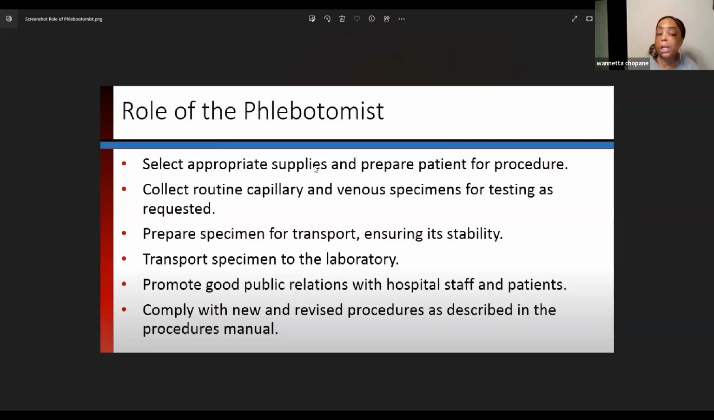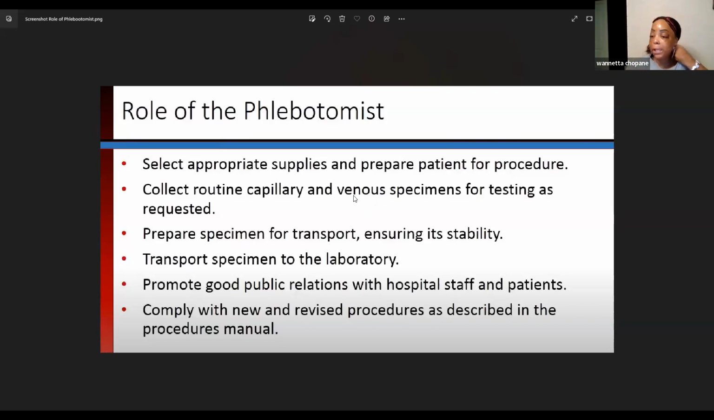Your role is to collect routine capillary and venous specimens for testing as requested. We're going to go over that. Capillary is when you stick someone's finger or you stick the baby's heel. Venous means when you get blood from a vein. Anything that you see that has the word v-e-i-n or v-e-n, like venipuncture, just remember that has something to do with the vein, okay?